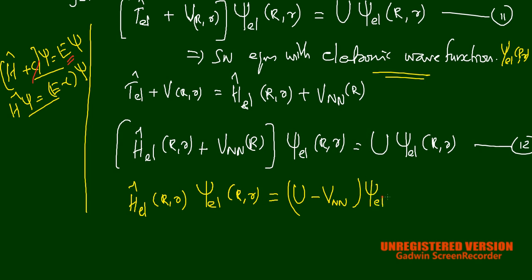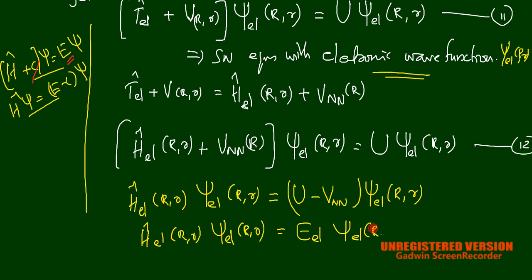Psi electronic of R. In both cases, the wave function is the same. So we can write it in another way: h cap electronic of R psi electronic of R will be equal to, since it is purely in terms of the electronic wave function, here we have the Hamiltonian for the electron, so let me write it as E electronic psi electronic of R. So E electronic is the new eigenvalue obtained by omitting Vnn from h cap electronic of R.